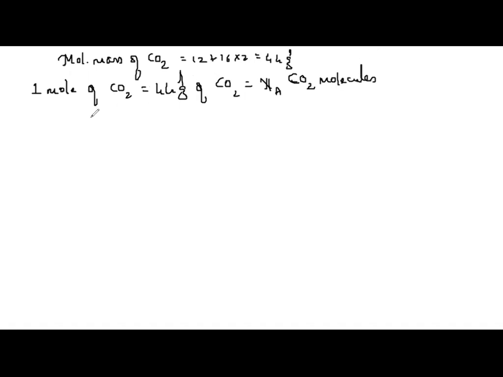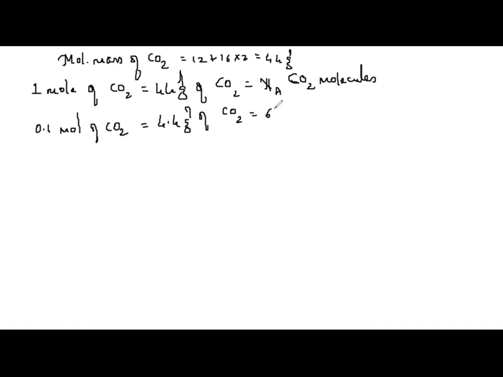Now they have said 4.4 grams of carbon dioxide. 4.4 grams of carbon dioxide will be equal to how many molecules? 4.4 grams of carbon dioxide means, can I say for 4.4 divided by 44, it is 0.1. So can I say here it will be 0.1 mole of carbon dioxide? So 0.1 mole of carbon dioxide means how many molecules? 10 raised to 23 is the answer.